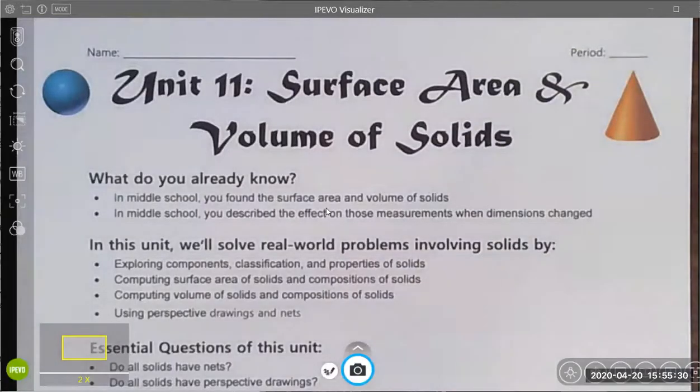Good afternoon. Today we're starting a new unit. This is Unit 11, and it talks about surface area and volume of solids. We are taking all of the learning that we did in the last unit, and we're extending it into a third dimension. Let's see what this looks like.